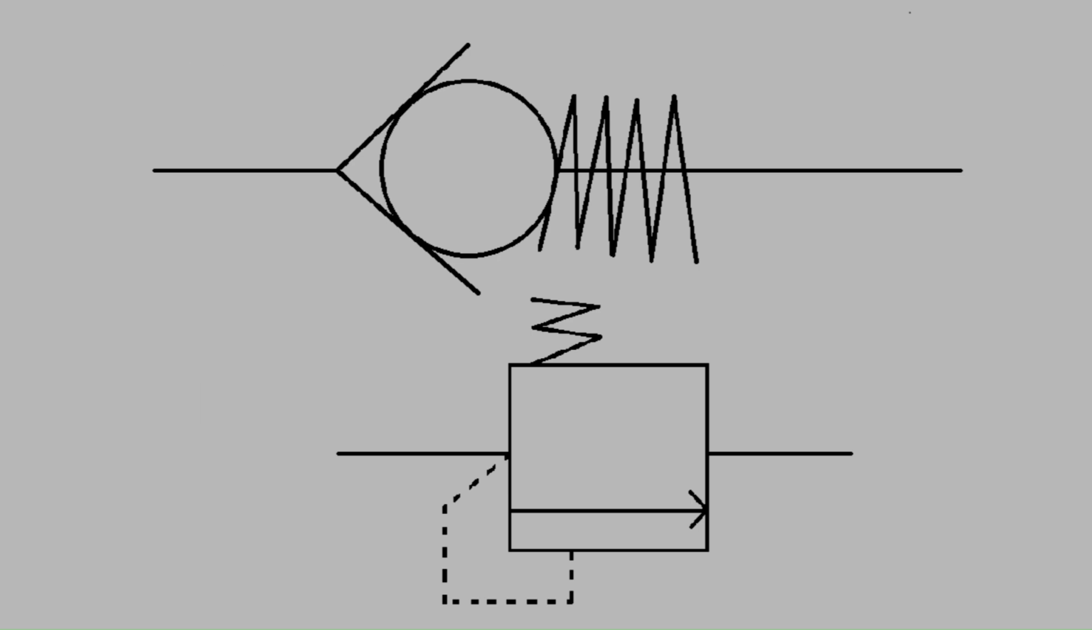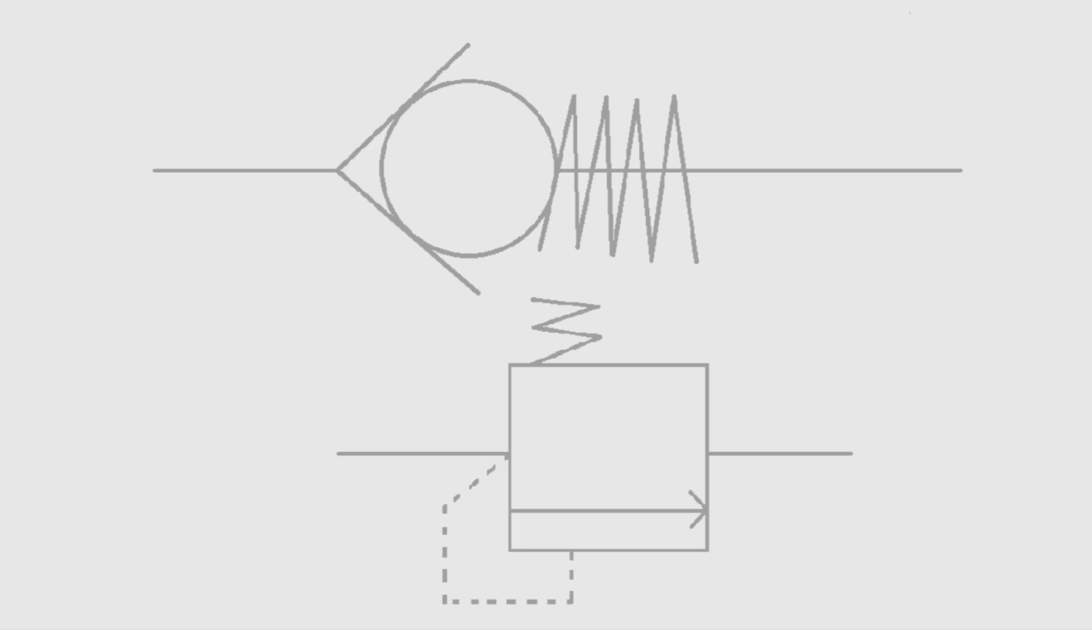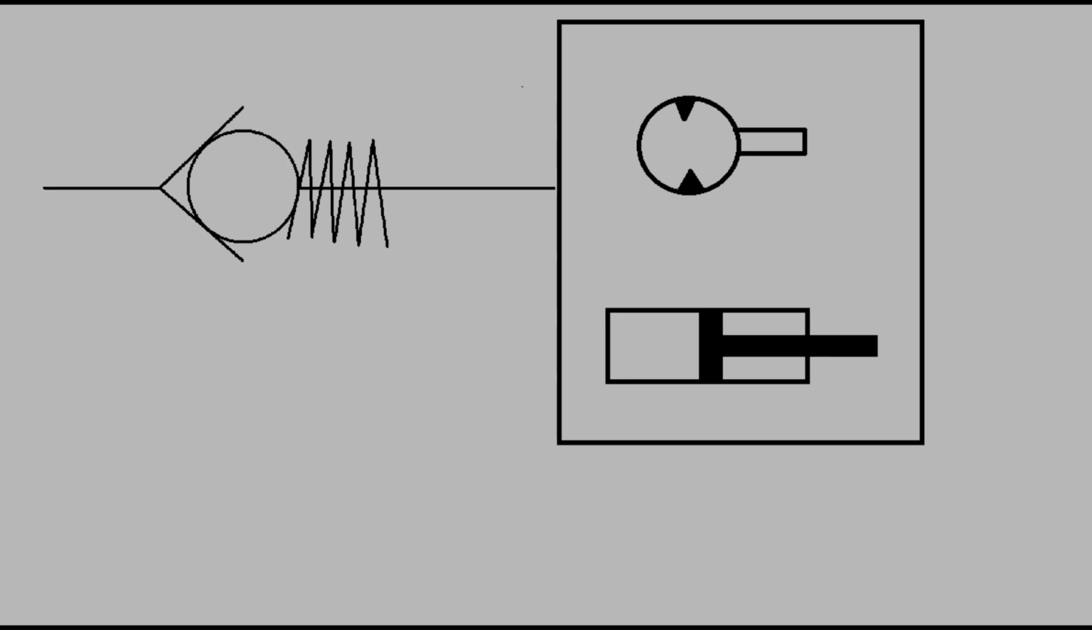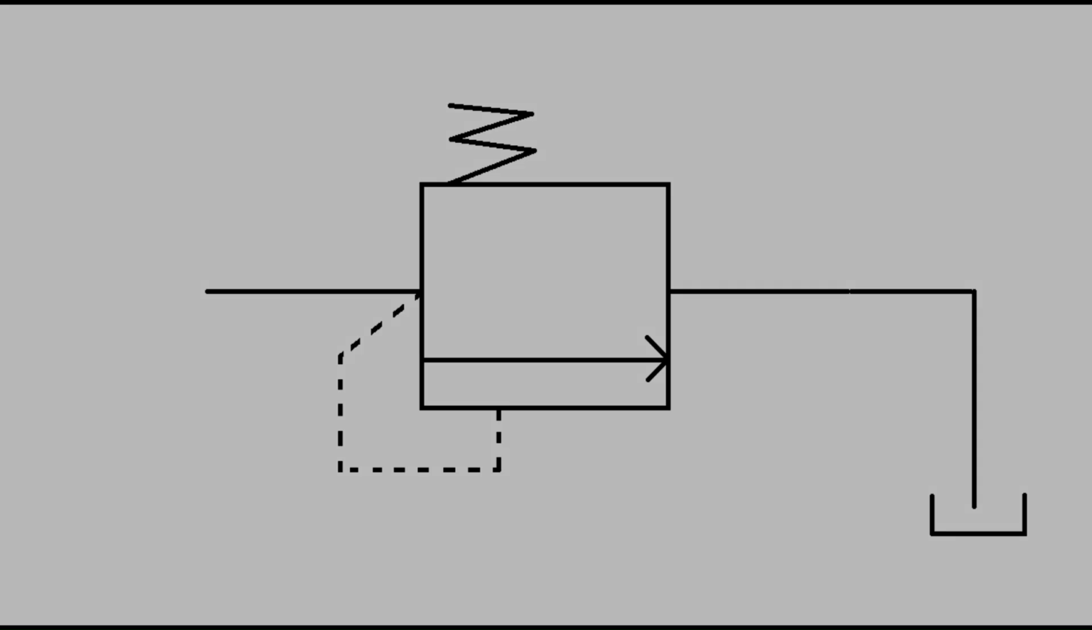You can usually tell the difference between the two by how they are used in a schematic. A check valve will usually allow oil to travel to more of the system doing work, such as motors or cylinders. However, a relief valve will typically relieve to the tank or low pressure side of the system.